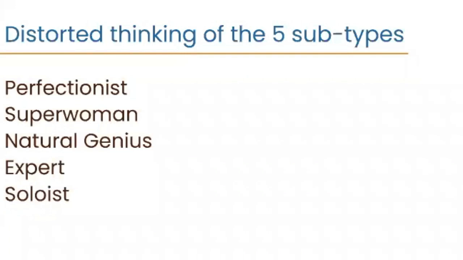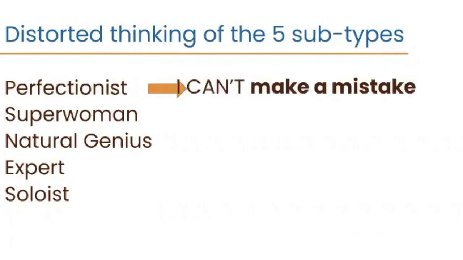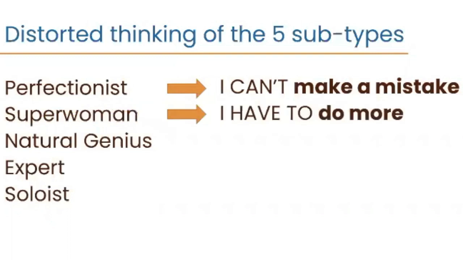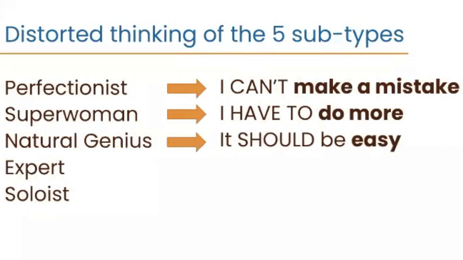Let's look at some examples based on the imposter syndrome subtypes we identified in Module 2. What might the perfectionist think? I can't make a mistake. If I do that, it means I'm a failure. What about the superwoman? I have to do more. Working harder and taking on more is the only way to prove my worth. What about the natural genius? It should be easy. If it's hard for me, then I'm not that smart.